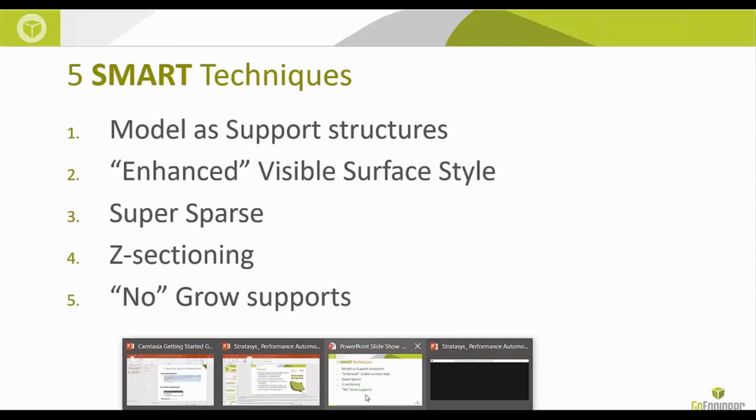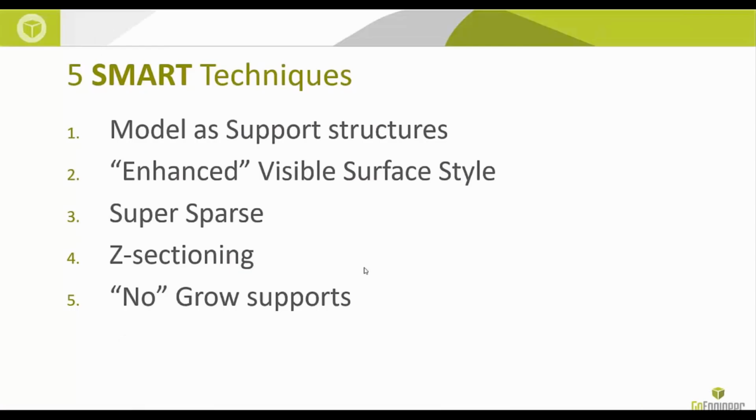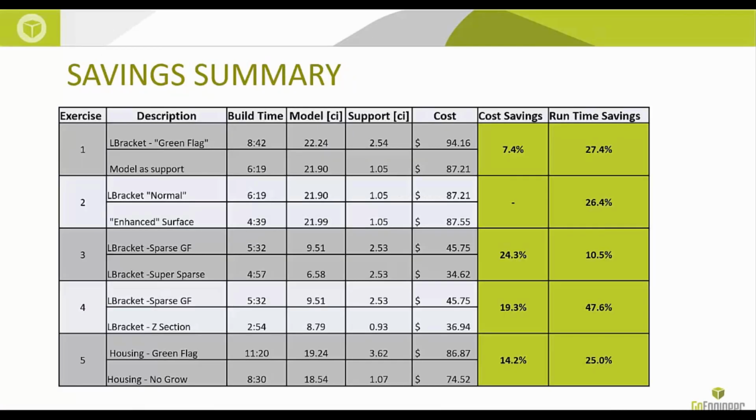So with that, I'll jump back into my presentation here. This is a summary table of everything we just looked at. Again, we'll run through the techniques. The first one was using model as support for the support structures, using the model material instead of the support. Doing that got us from 8 hours 42 minutes to 6 hours and 19 minutes. Again, that's a 27% savings in runtime and a 7% savings in material costs.